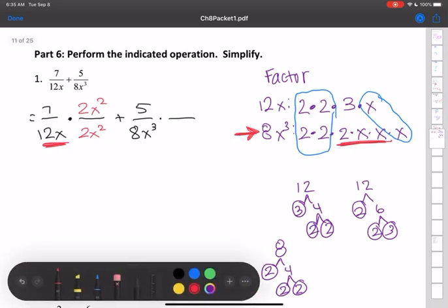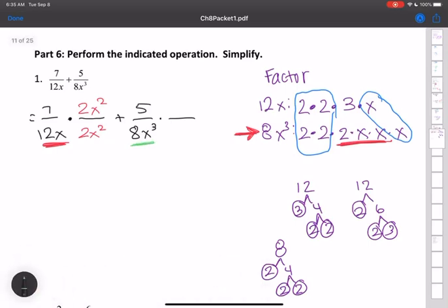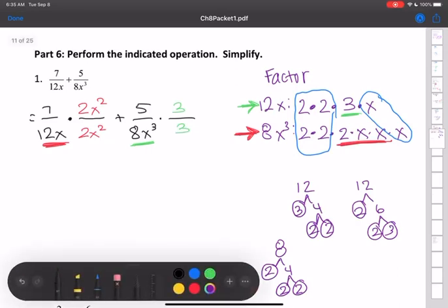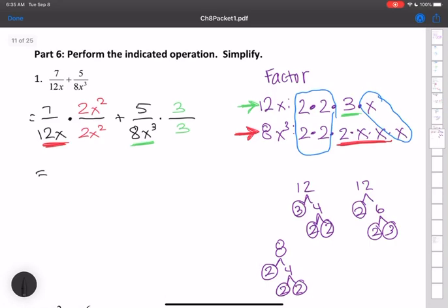I go to my second one. It's 8x cubed. I go to the other fraction that I'm trying to get the common denominator, which is 12x. I see that it's missing the factor of just 3. So multiply by 3 over 3. Now, I can just multiply here.